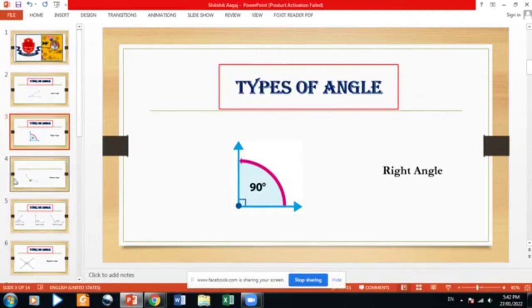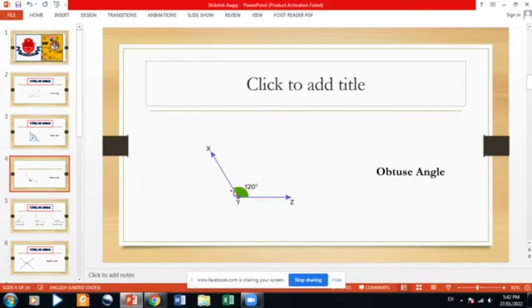Okay. Now, next, when another ray is making more than 90 degrees, such types of angles are known as obtuse angles. One ray is horizontal or at any degree, but if we measure this angle and it is more than 90 degrees and less than 180 degrees, remember, these are obtuse angles. The measurement of the angle is between 90 and 180. Such types of angles are known as obtuse angles.